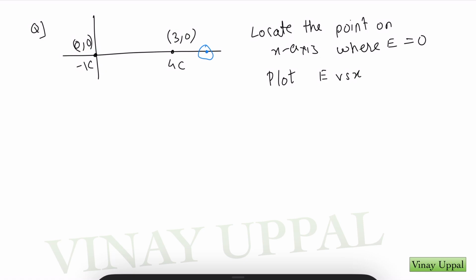So of course the electric field magnitudes will never be equal, so electric fields will never cancel out. So that region is eliminated. We cannot have an equilibrium position to the right of 4 Coulomb. Next, what about between -1 and 4 Coulomb?